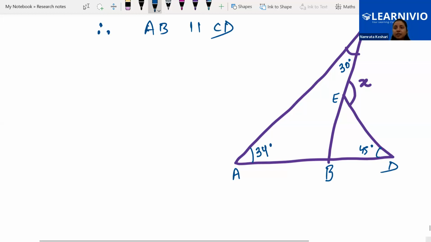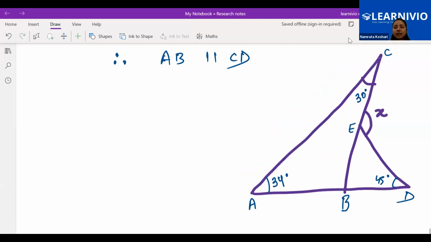Today I am going to activate the assessment, which is from parallel lines. So first copy the question. In the figure, we have to find the value of x. That's what the question says. Done.